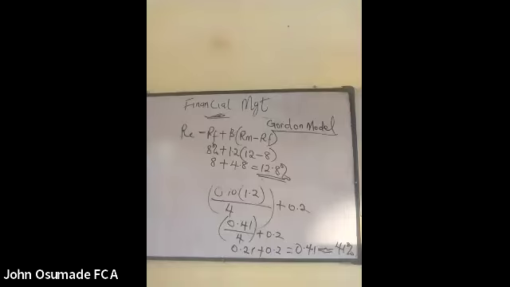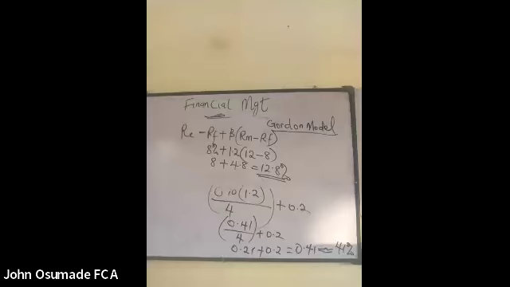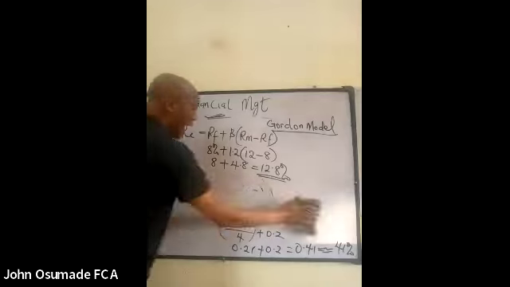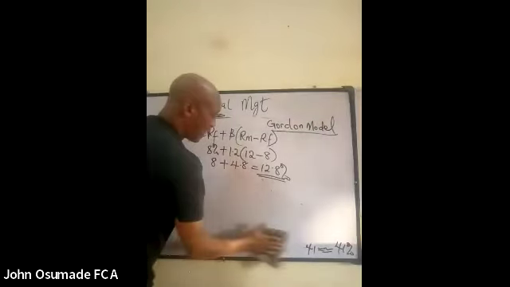Covariance of return on equity multiplied by return on market over variance of return on market. That is how to calculate your beta. That's your beta coefficient or your beta factor.